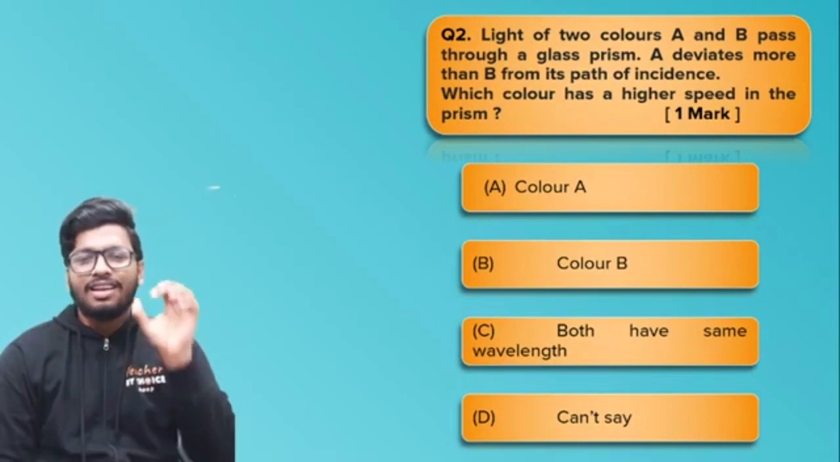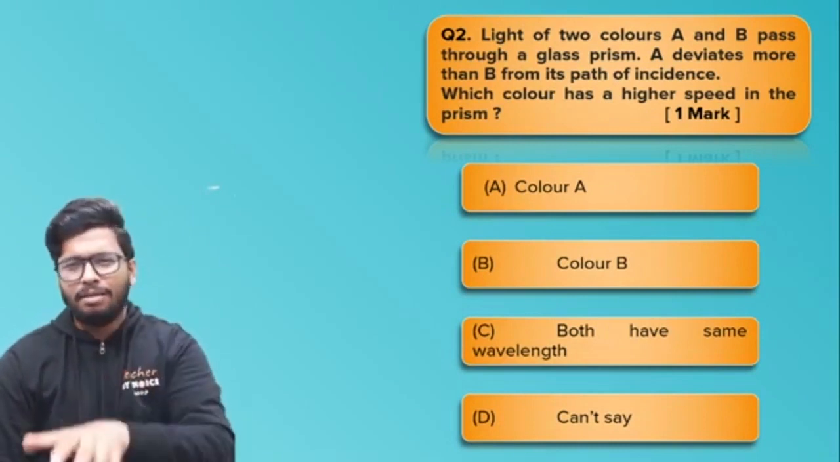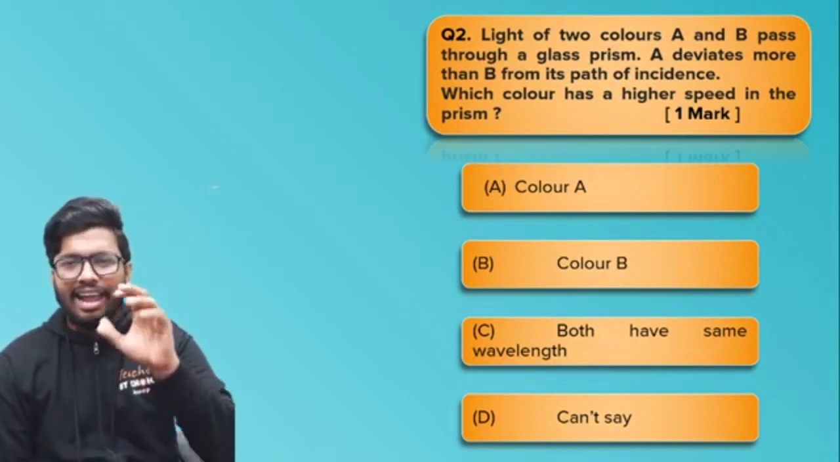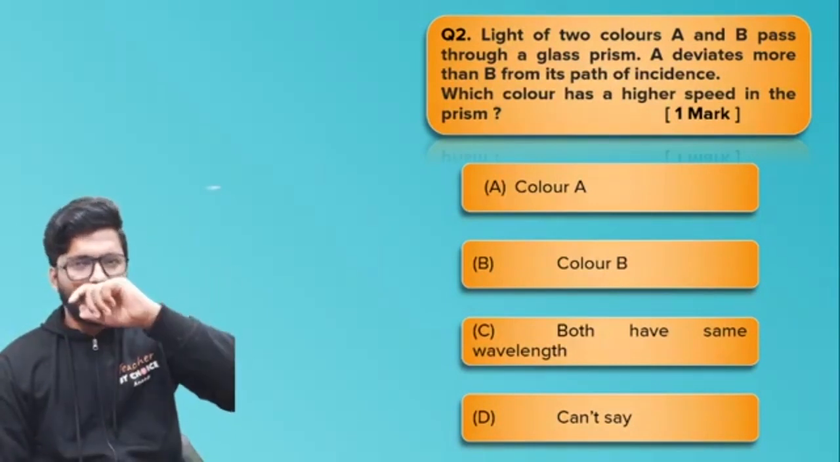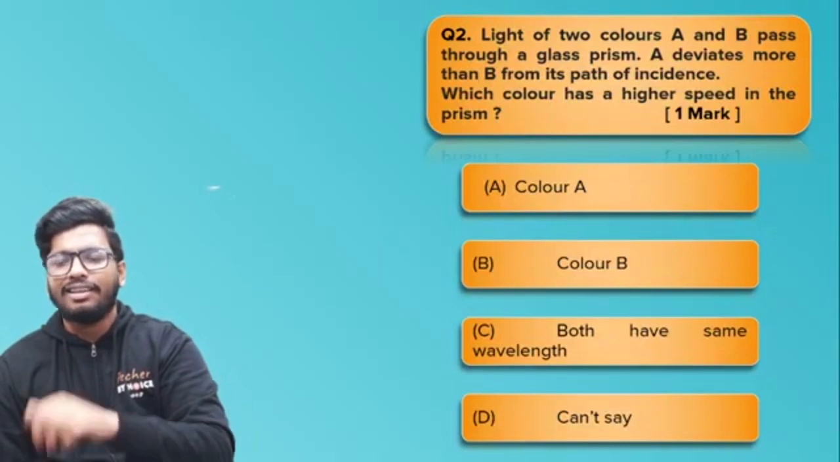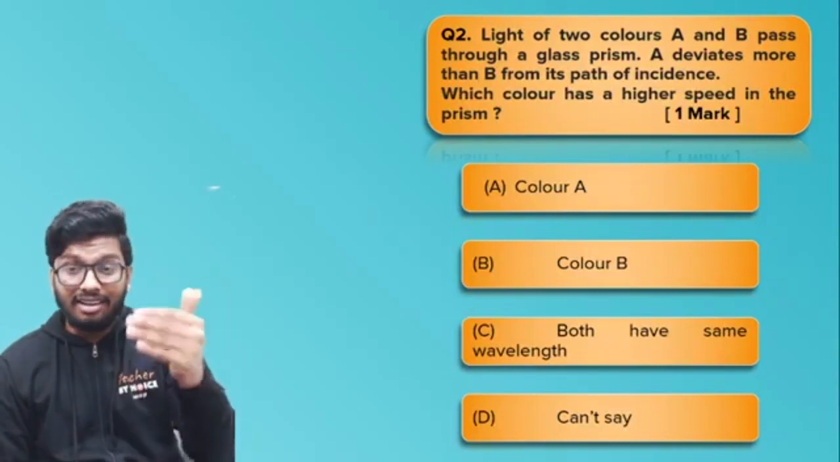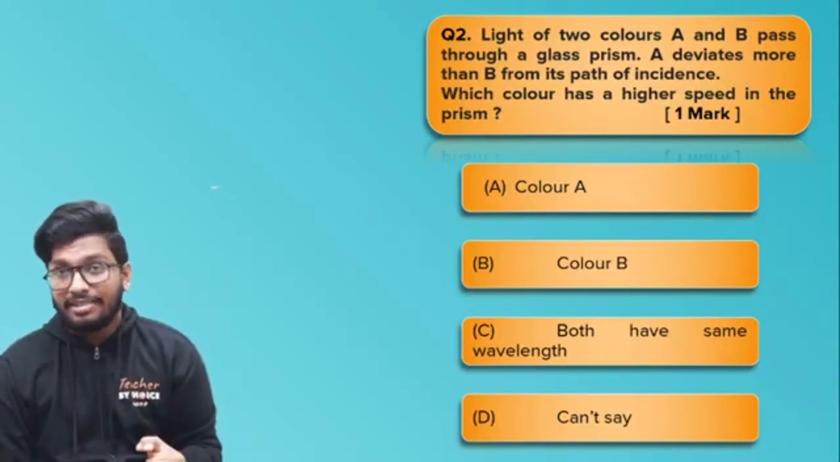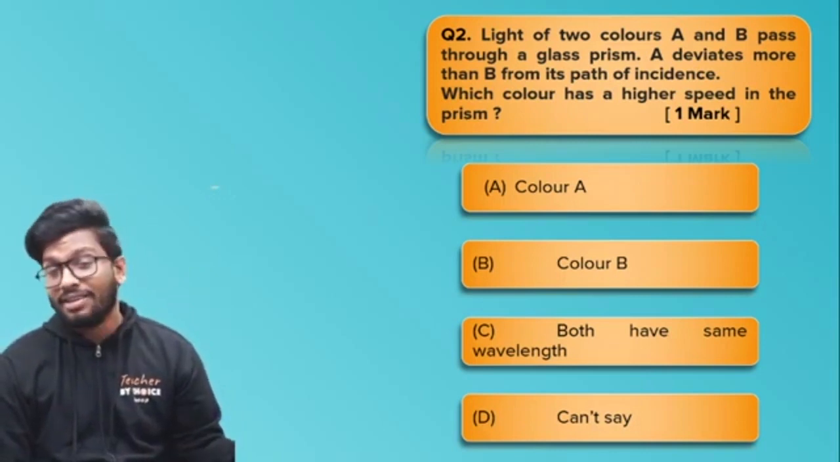All right, next question. Light of two colors, A and B, passes through a glass prism. A deviates more than B from its path of incidence. Which color has a higher speed in the prism? The options are color A, color B, both have the same wavelength, or can't say. Simple question.